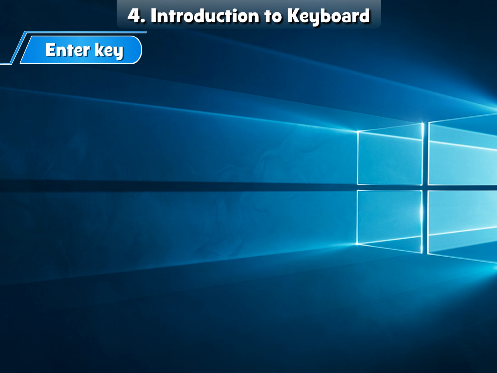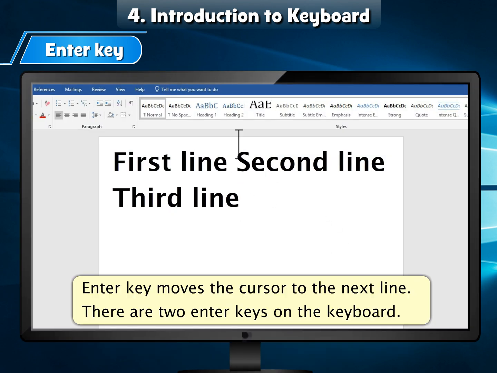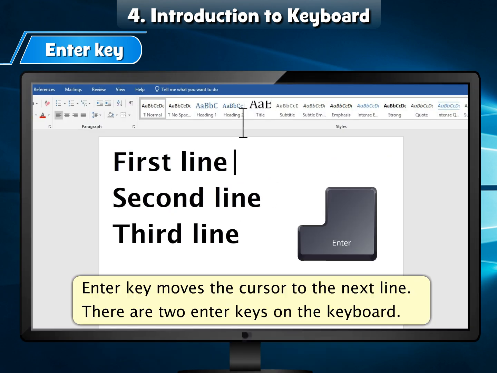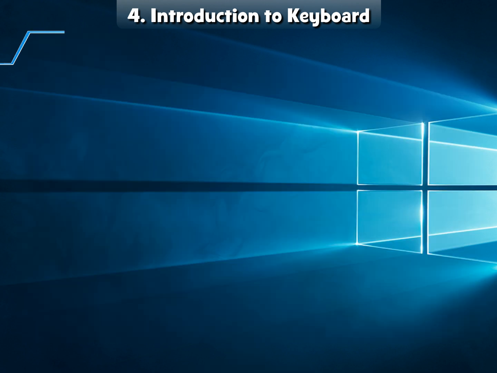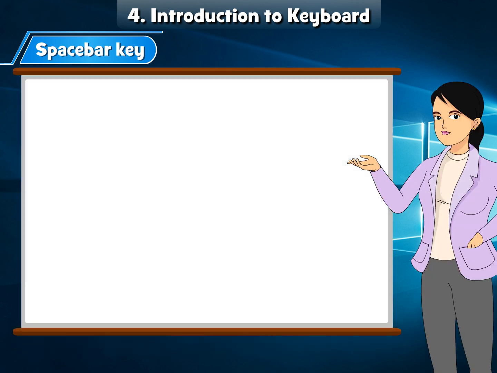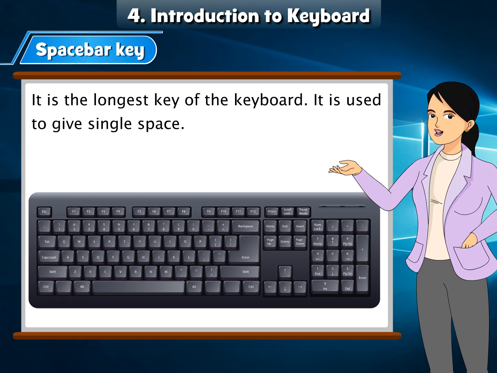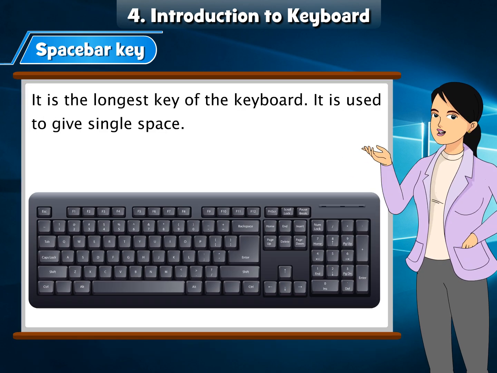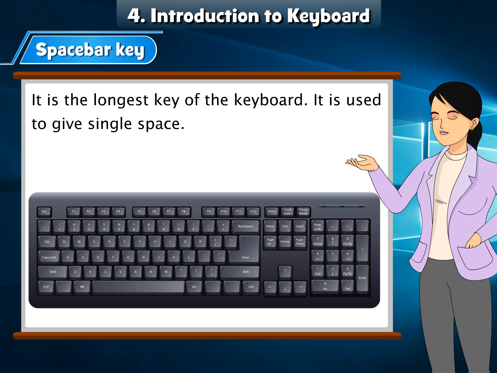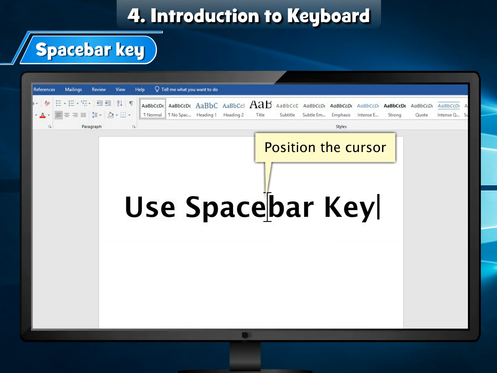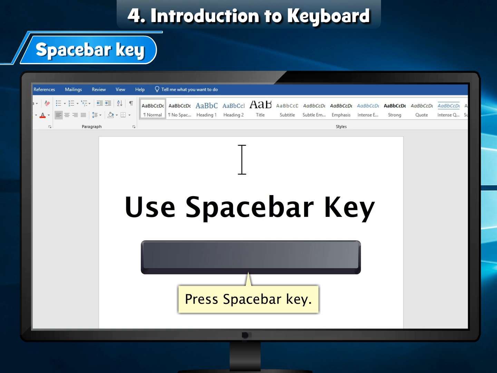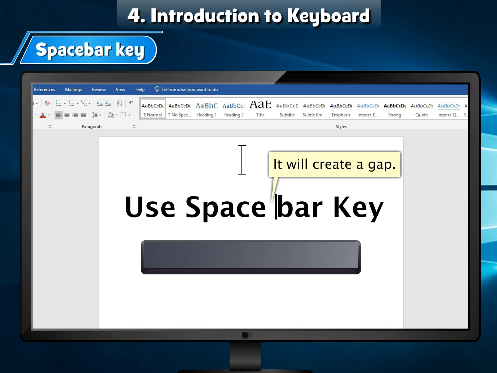Enter key. Enter key moves the cursor to the next line. There are 2 enter keys on the keyboard. Spacebar key. It is the longest key of the keyboard. It is used to give a single space. Position the cursor. Press spacebar key. It will create a gap.